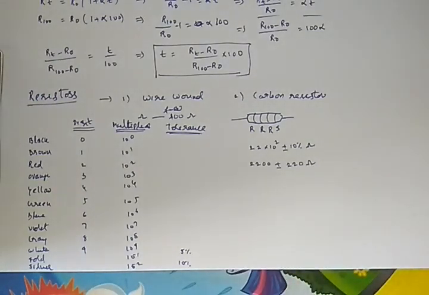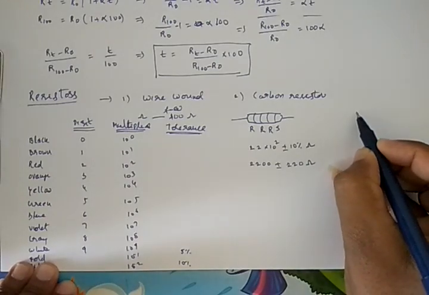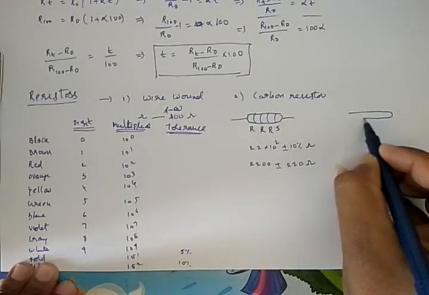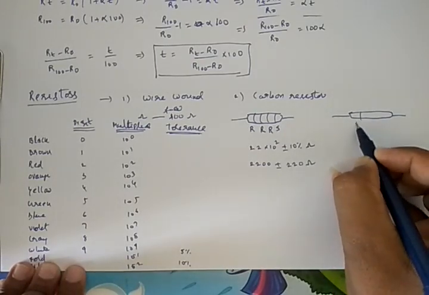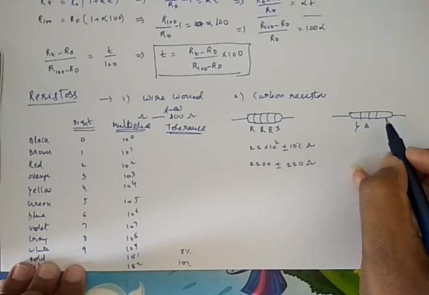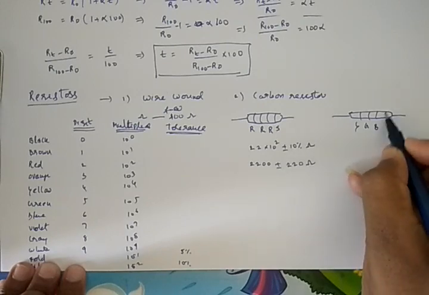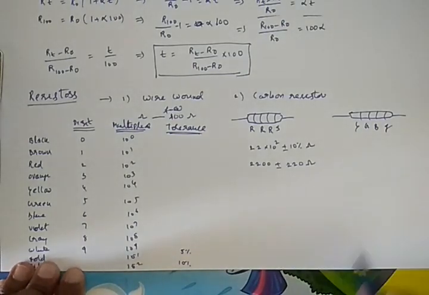Now let us take one more resistor. Let us identify what is the resistance of this one. So this is the resistor. Now the first color is, let us say, yellow. The next color is, let us say, green. The next color is, let us say, blue. And let us say the final color is gold. Then what is the resistance of this resistor?